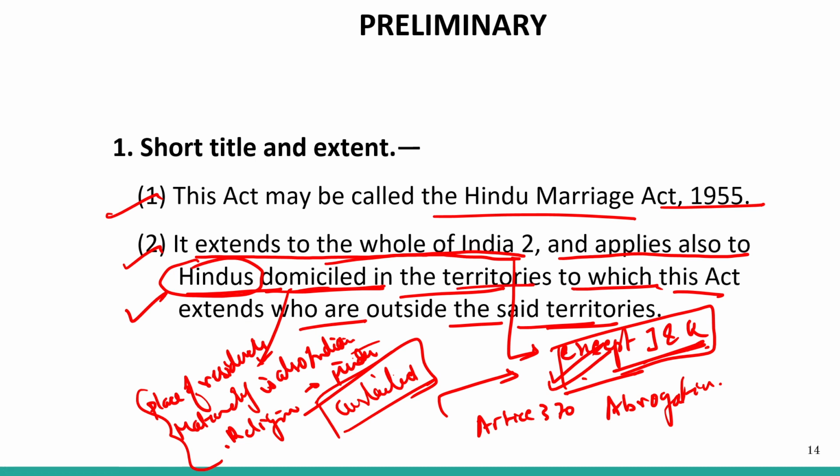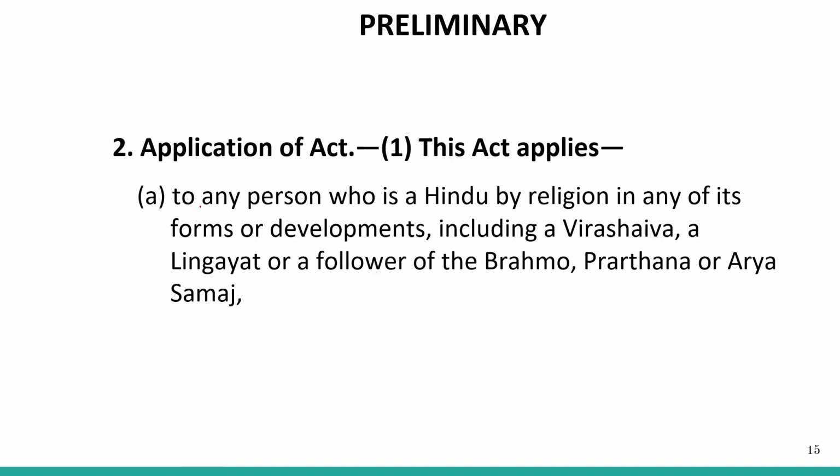If somebody has been domiciled, and he is a Hindu by religion, then even if he is in America, in Germany, in Sri Lanka, whatsoever the place, since he is a Hindu and he has a domicile, a place of residence in the territory of India, by religion he is a Hindu, and by nationality he is an Indian, then this Act will be made applicable to that Hindu also, who is outside the said territories. Correct? Understood?